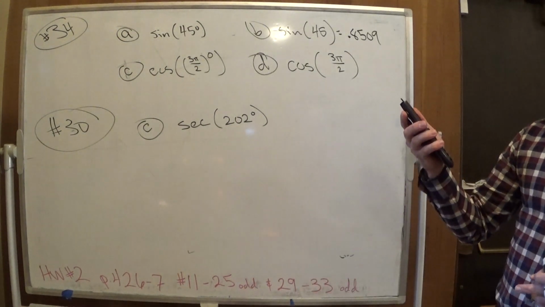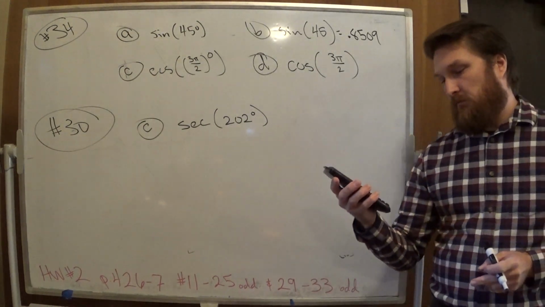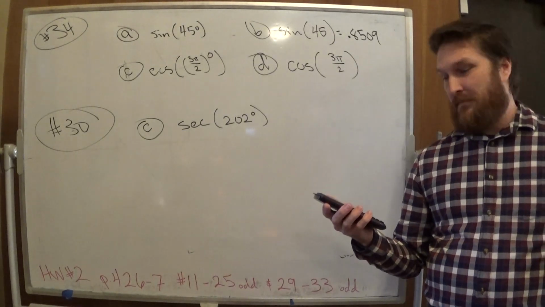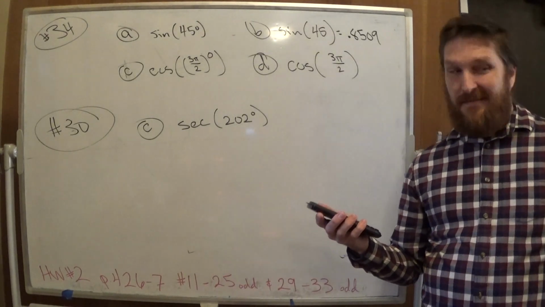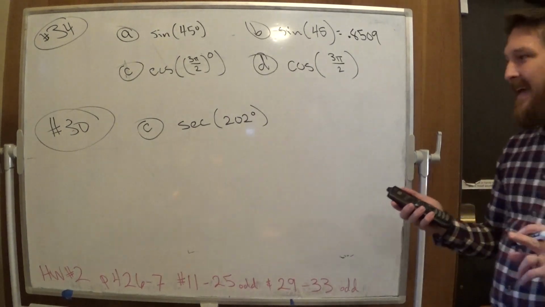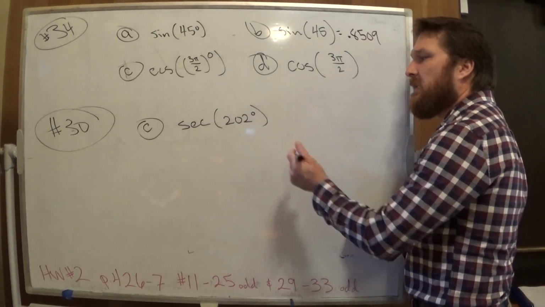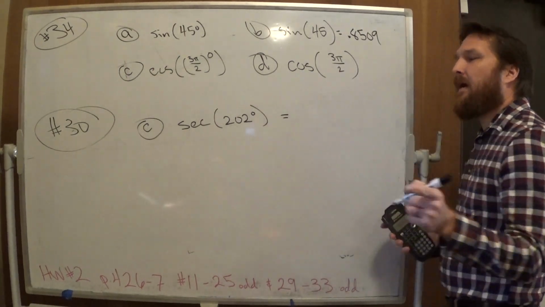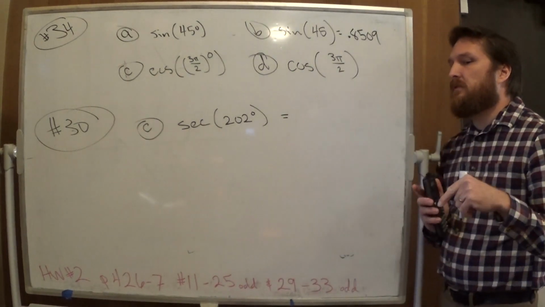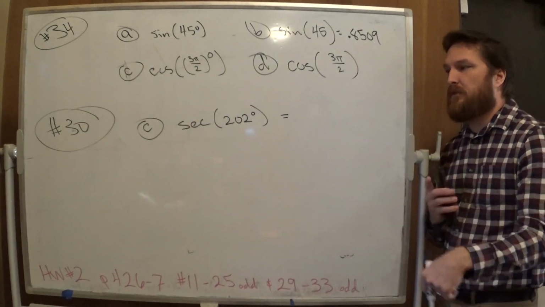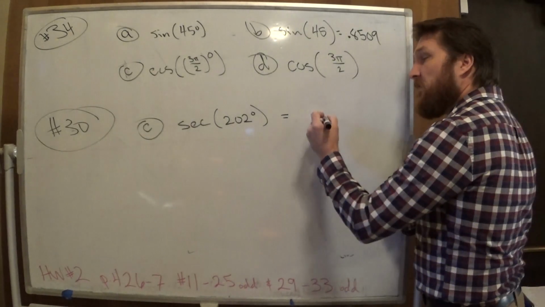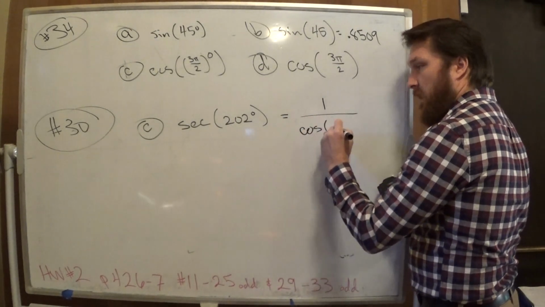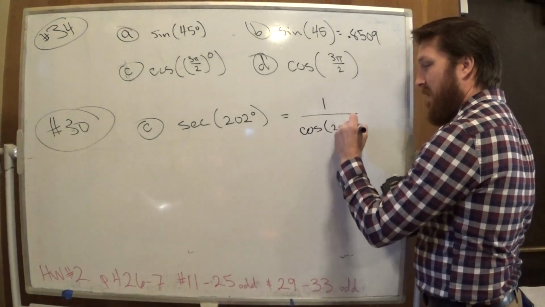I'm looking at this and I don't see a secant key. Well, it's the same as a cosine reciprocal. You can convert them all back. So secant is what in terms of... Hypotenuse over adjacent. Yeah, but in terms of the other functions, it's the reciprocal of what function? Cosine. So this is the same thing as 1 over cosine of this amount right here.